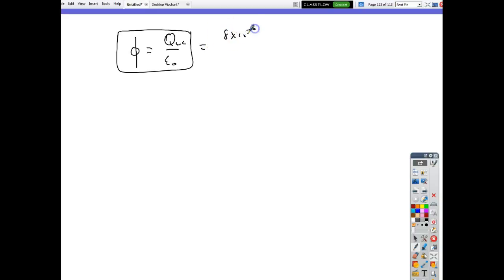8 times 10 to the negative 6. What's E naught? 8.85 times 10 to the negative 12. Yes, put it in your calculator. That's the flux through the whole entire sphere. What is the unit? It's Newton meters squared per coulomb. You just have to flip and multiply the E naught in the bottom.